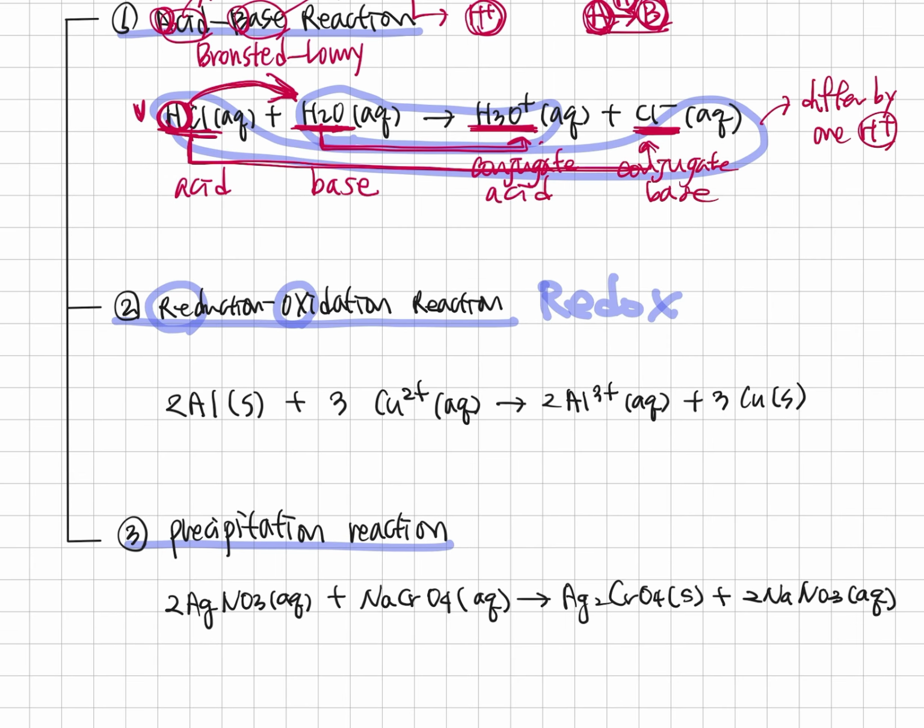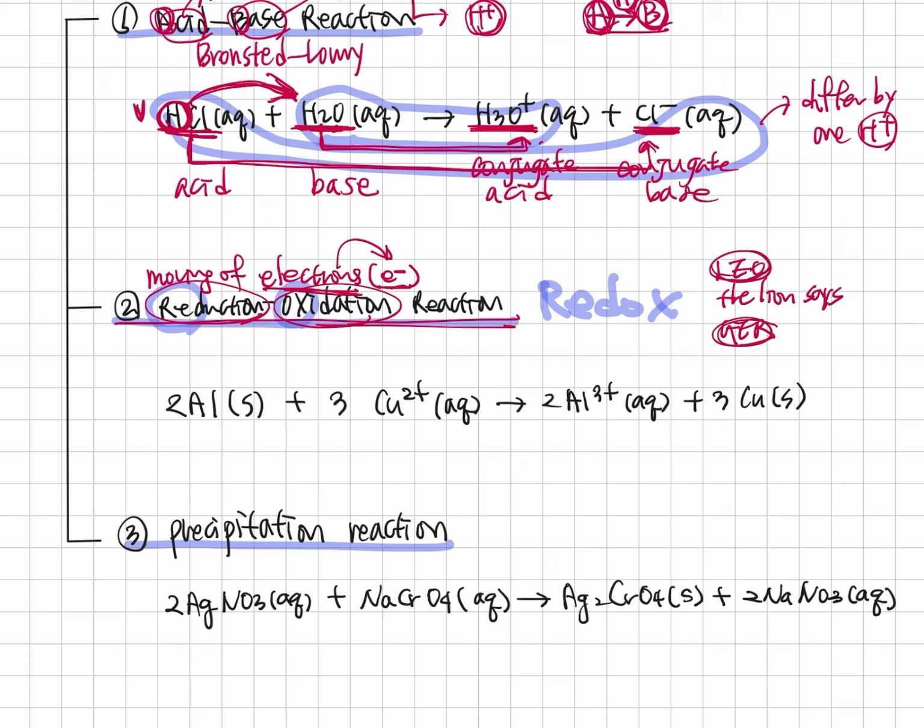Next, we're going to look at reduction and oxidation reaction. So here we're going to talk about the moving of electrons. And I'm also going to write it like this. This is referring to the electrons. So for a reduction and oxidation reaction, what you have to memorize is Leo the lion says grr. And you have to remember Leo and grr.